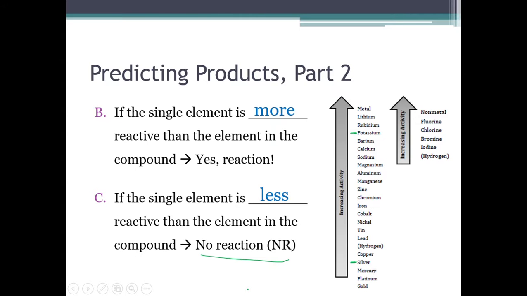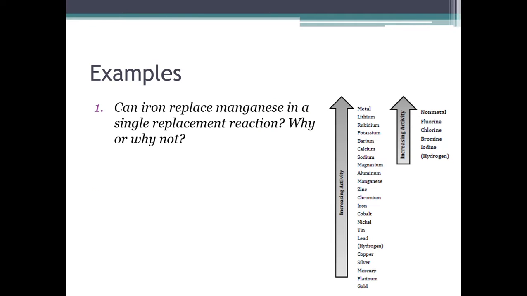So let's do some examples of this. Our first example says, can iron replace manganese in a single replacement reaction? And then why or why not? Well, iron is right here, and then manganese is right here. So this is like saying we have iron as the single element trying to replace manganese that is, I don't know, in a compound with something. Can this happen?